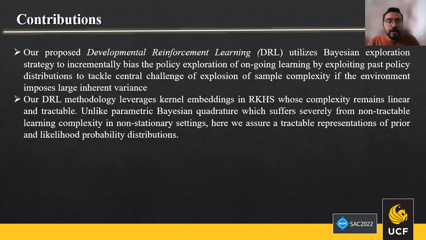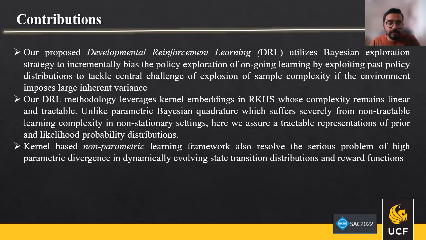Unlike parametric Bayesian quadrature, which suffers severely from non-tractable learning complexity in non-stationary settings, here we assure tractable representations of prior and likelihood probability distributions. Thirdly, the kernel-based non-parametric learning framework also resolves the serious problem of high parametric divergence in dynamically evolving state transition distributions and reward functions.